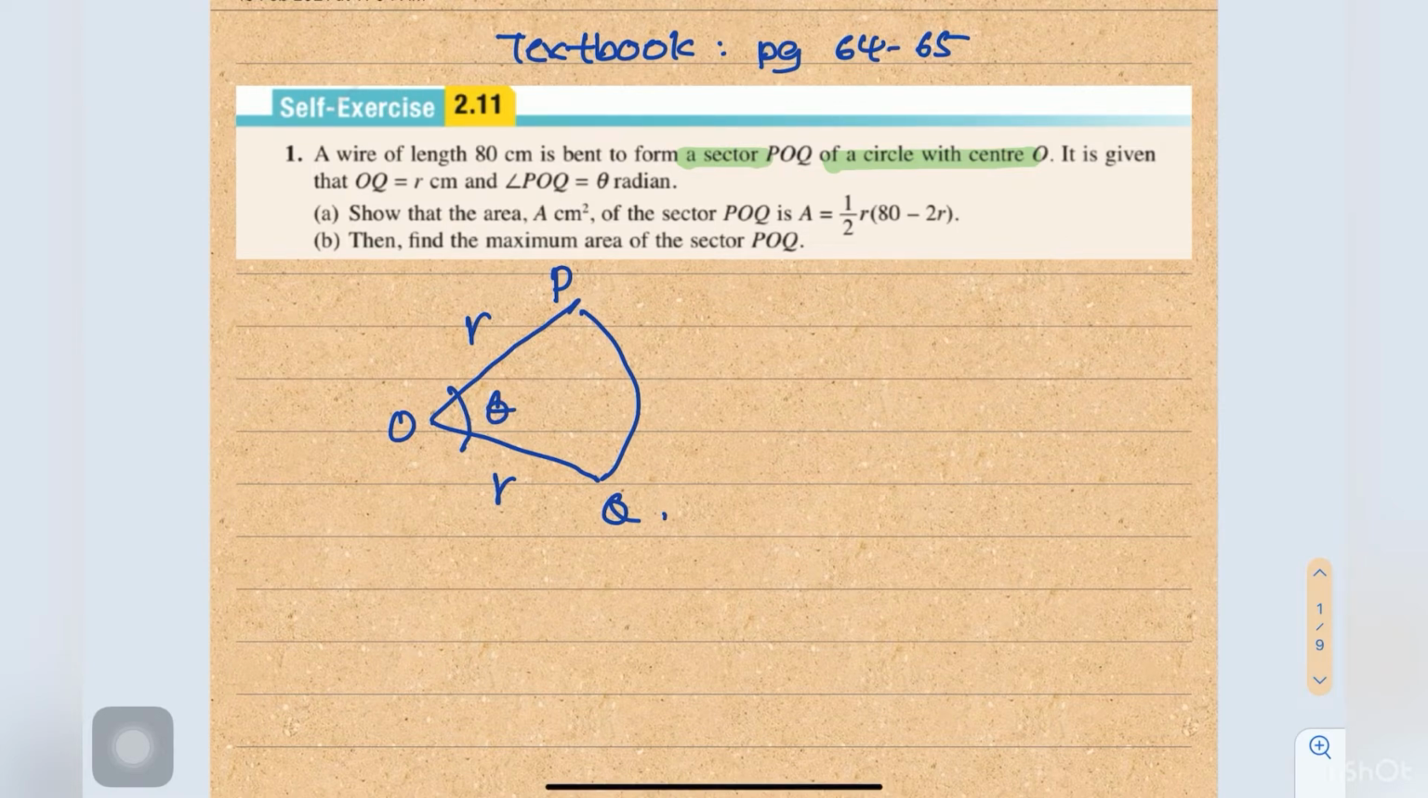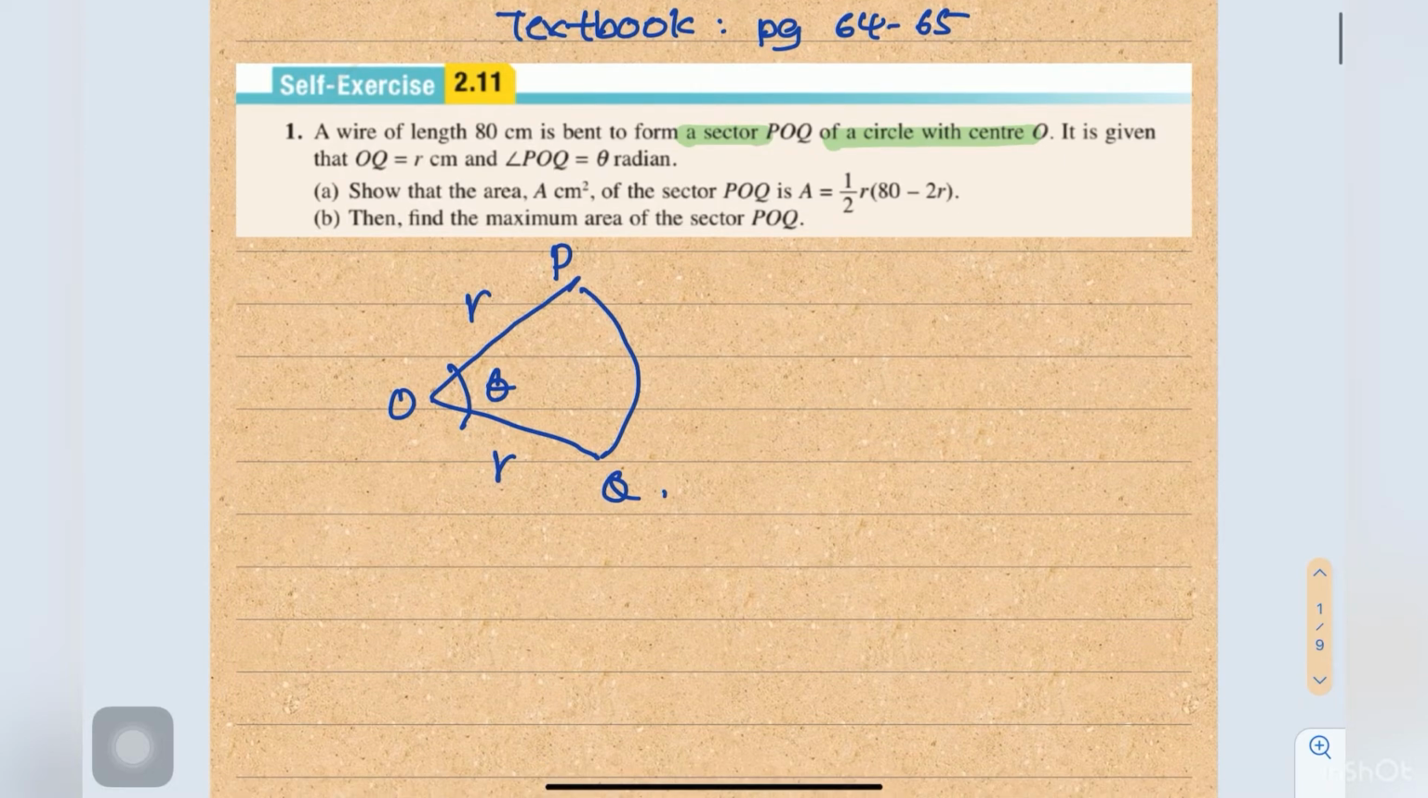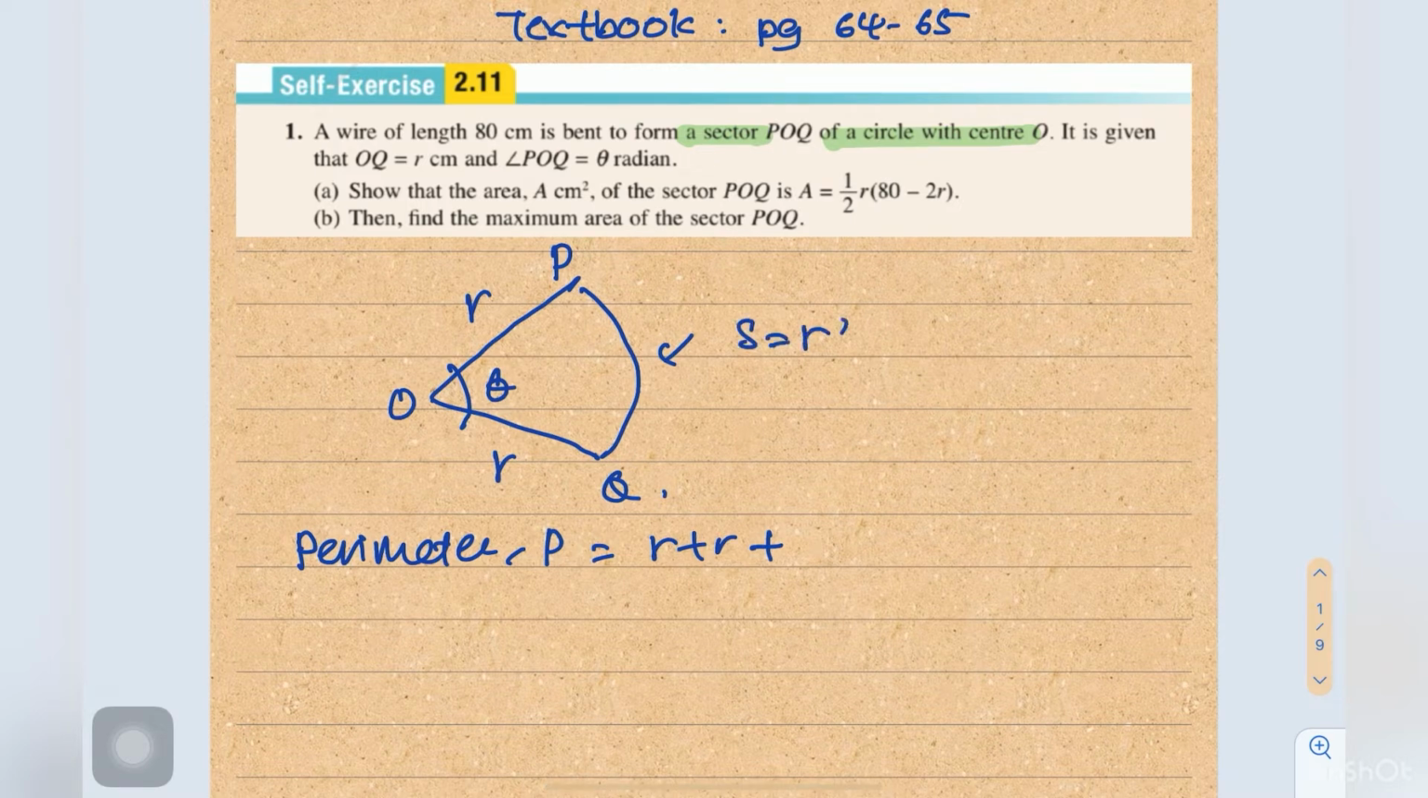So given here, a wire of length 80 centimeter bent to form a sector, meaning that 80 centimeter is the perimeter. Let's say P equals, we add all: R plus R plus the length of arc. We have the formula s equals R theta. So the perimeter, R plus R plus R theta, equals 80. Then we simplify, we get 2R plus R theta equals 80. So we just leave it for a while.